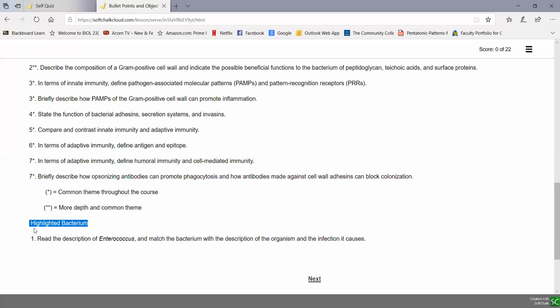Its gram reaction, its shape, its arrangement, its normal habitat, how it's transmitted, and the infections it causes. And so by going through that and making yourself a little note card or whatever on that, you should be able to match up the description I give you in the test with the name of the organism. And when we get to the first of these, I'll give you an example of how that works, but after that, you'll just pretty much know how to do that. So those are the bullet points and the detailed learning objectives for the gram-positive cell wall.